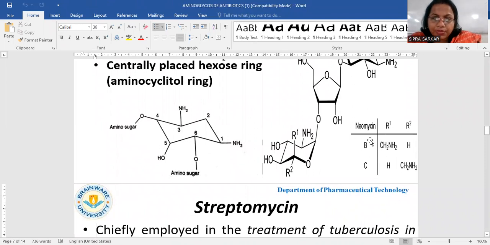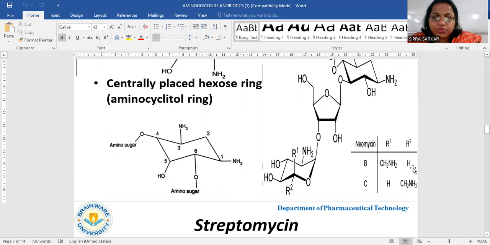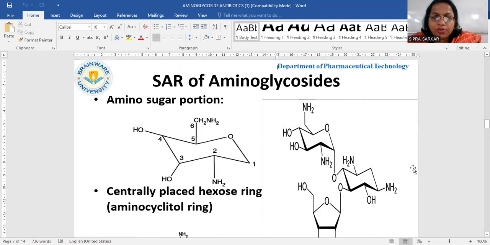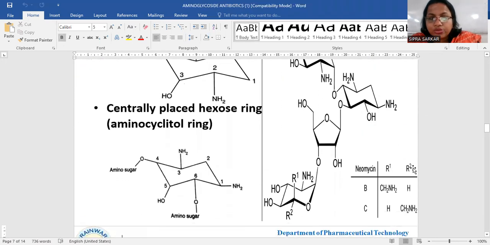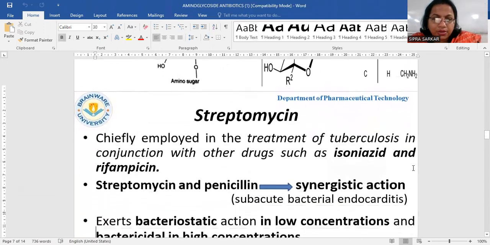And this B means neomycin. If this R1 is changed with the CH2NH2, then this drug is known as neomycin, and R2 here will be hydrogen. And for neomycin C, the R1 will be hydrogen here, and the R2 will be the CH2NH2. Just alternate R1, R2. Two isomers are there. So changing of this R1 and R2 group will lead to different pharmacological action.